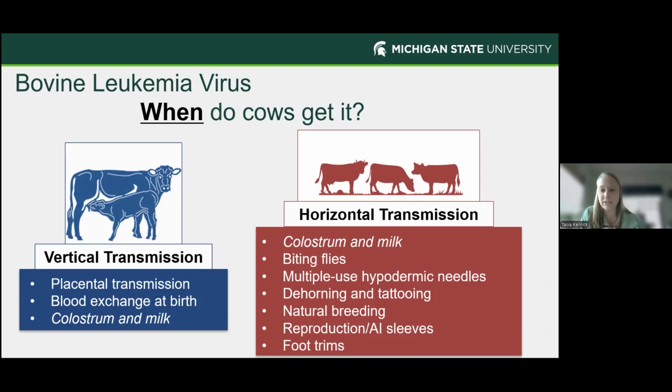Horizontal transmission is then between herd mates, and think anything blood to blood transfer. So biting flies, they've found BLV in biting flies. The use of needles and sleeves, natural breeding, dehorning and tattooing, and foot trims are all more common areas that in research we found there's blood to blood transfer. So there's bovine leukemia virus transmission.